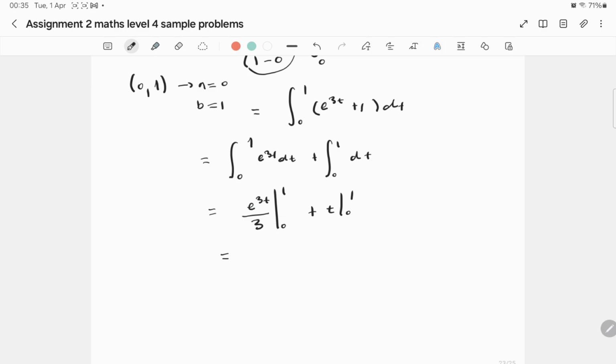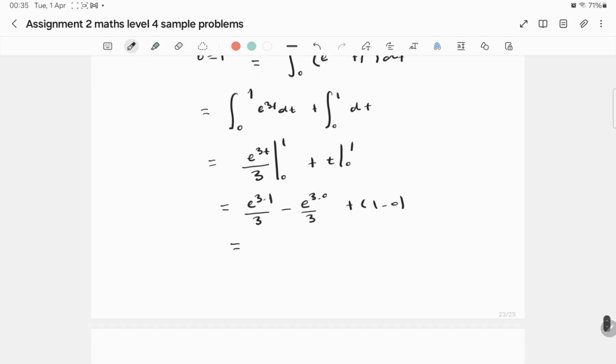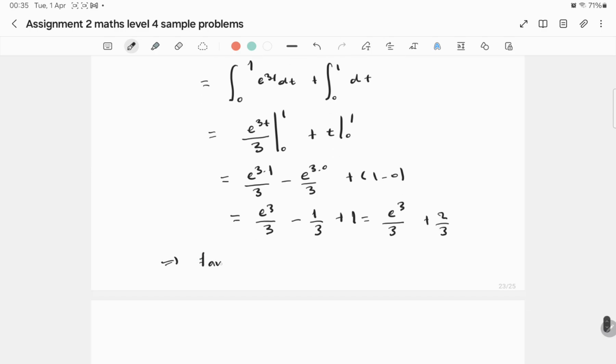So I have to evaluate the function at the two endpoints and take the difference: e to the power of 3 times 1 over 3 minus e to the power of 3 times 0 over 3 plus 1 minus 0. That's e to the power of 3 over 3 minus a third plus 1. So that's e to the power of 3 over 3, then you have 3/3 minus a third plus 2/3. So f average of the first function is a third e to the power of 3 plus 2.